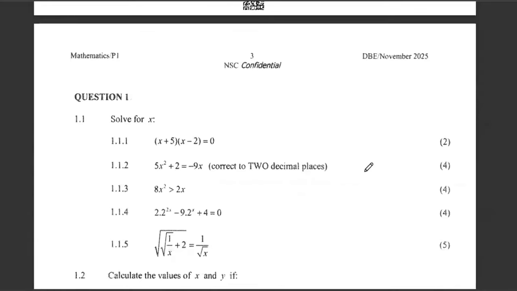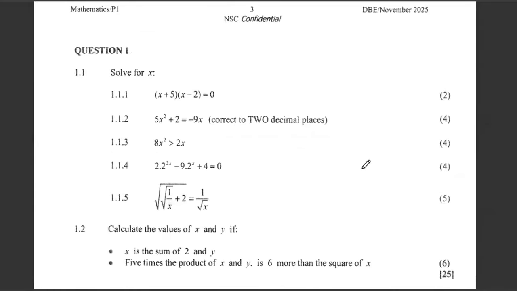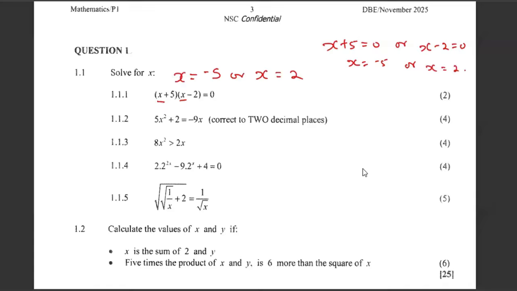All right, question number 1. And they want us to solve for x. And then the question tells us that x plus 5 into x minus 2 is equal to 0. So this is a dot product, meaning that x should be a negative 5 or x should be a positive 2, by equating these ones, meaning that x plus 5 is a 0 or x minus 2 is a 0. X will be a negative 5 or x will be a positive 2.